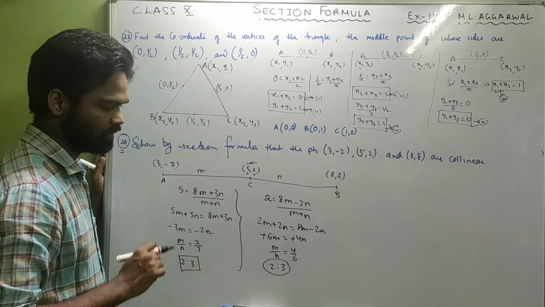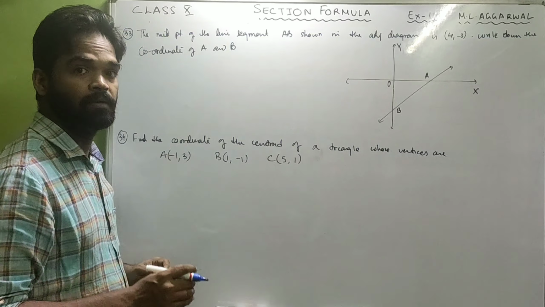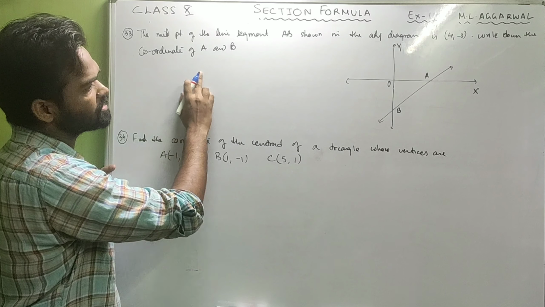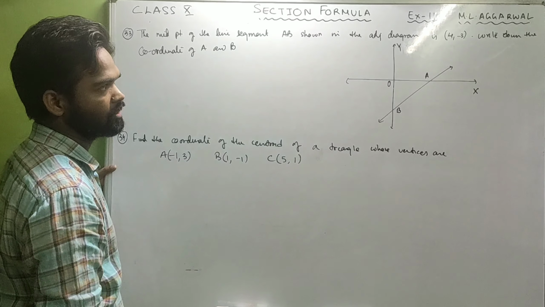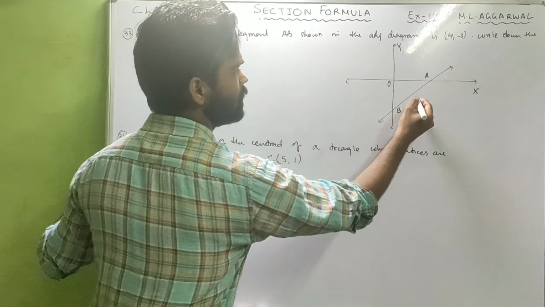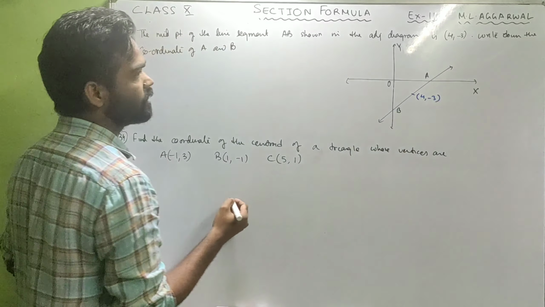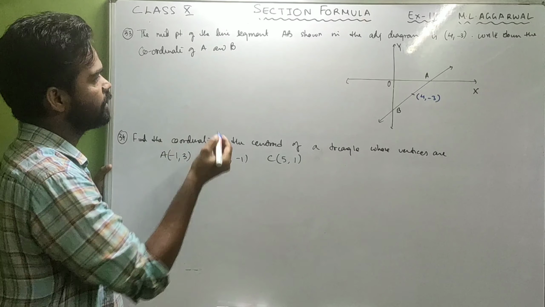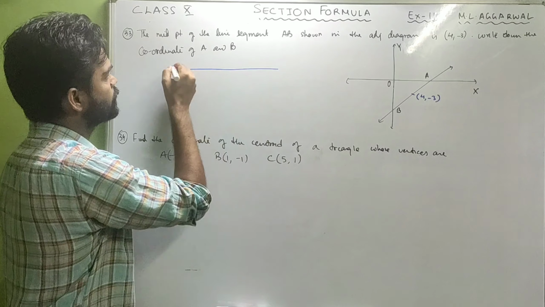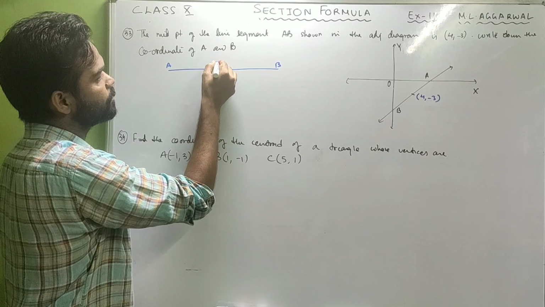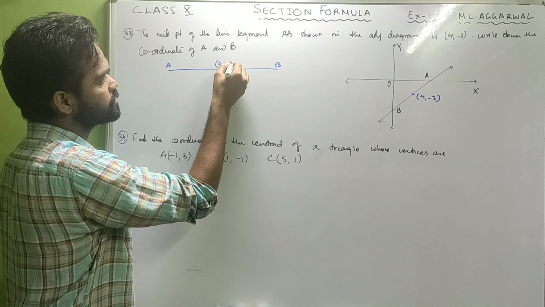Done. Now let us look at the next sum. Now look at sum number 33. Very easy. The midpoint of the line segment AB shown in the adjoining diagram is 4 comma minus 3. So the midpoint is this. Write down the coordinates of A and B. Very easy. Look over here. A, B, and this is the midpoint, which is 4 comma minus 3.